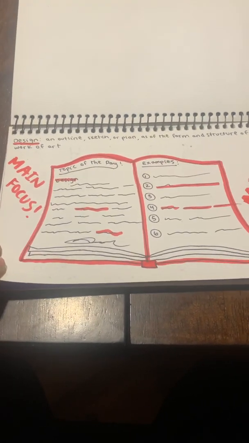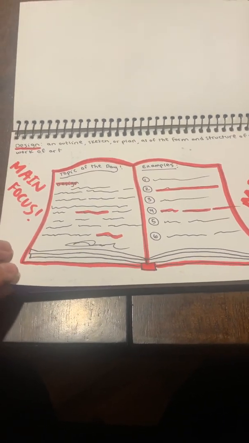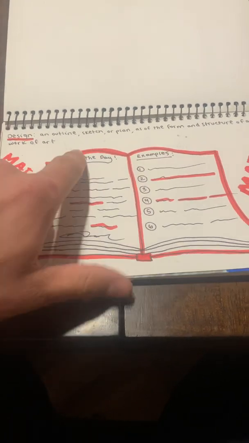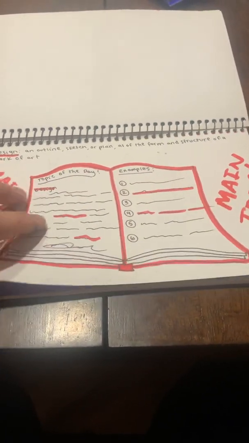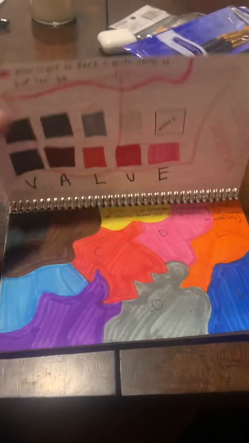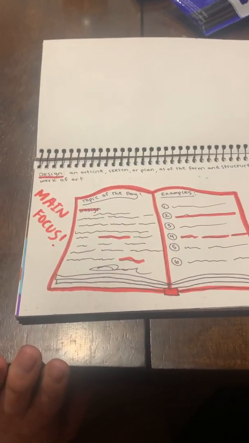So the key words that we went through were on Canvas. I'll just go through them, read off the definitions that I found, and go through my pictures. So the first one was design.